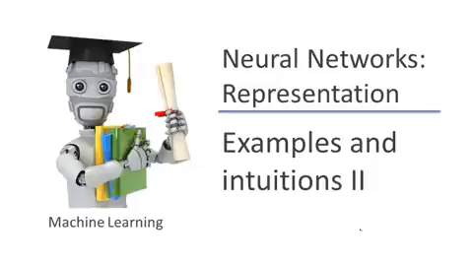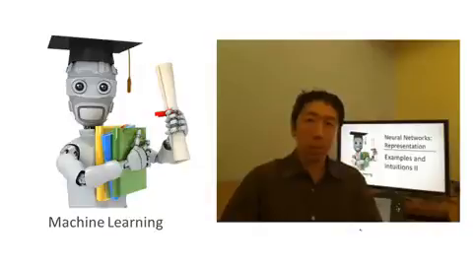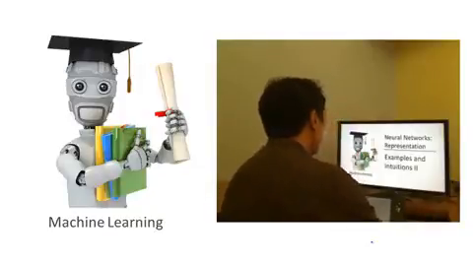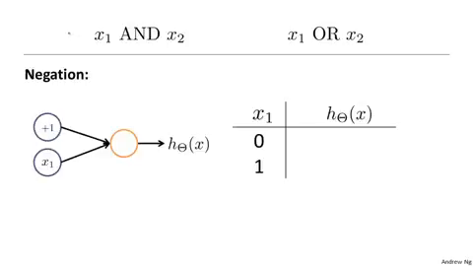In this video, I'd like to keep working through our example to show how a neural network can compute complex nonlinear hypotheses. In the last video, we saw how a neural network can be used to compute the functions x1 and x2, and the function x1 or x2, when x1 and x2 are binary, that is, when they take on values in 0, 1. We can also have a network to compute negation, that is, to compute the function not x1.